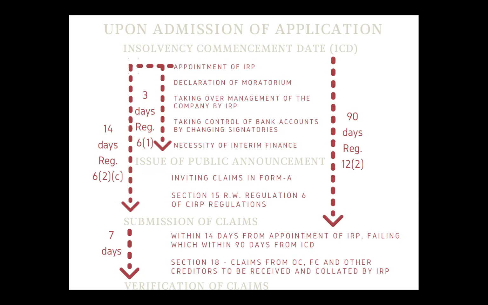Let us say in our example again, that ABC Limited has defaulted on 1st of December. On 5th of December, ICICI Bank has initiated CIRP. On 19th of December, the adjudicating authority had admitted the application. Let us say on 23rd of December, the IRP has been appointed. So from the date of appointment of IRP, within 3 days, that is 26th of December, I have to give a public announcement.